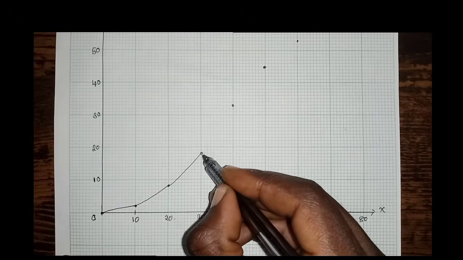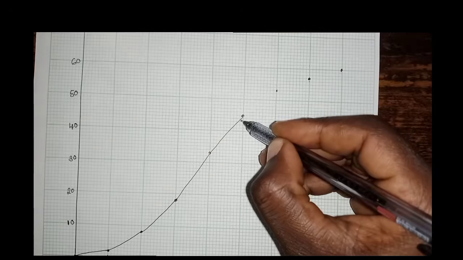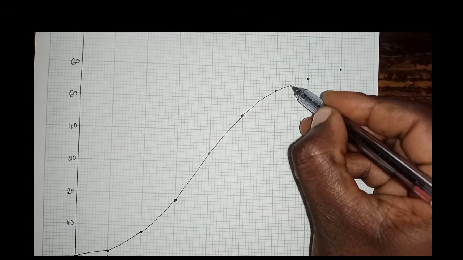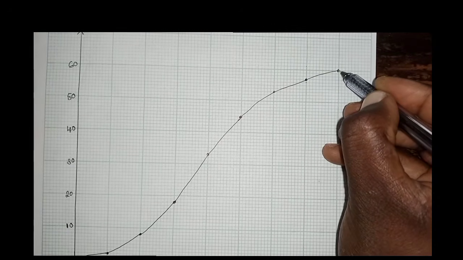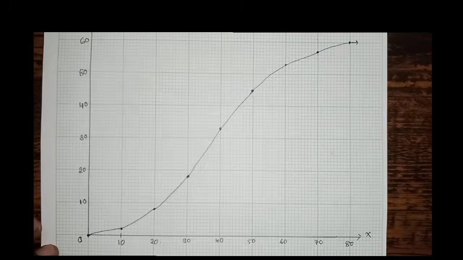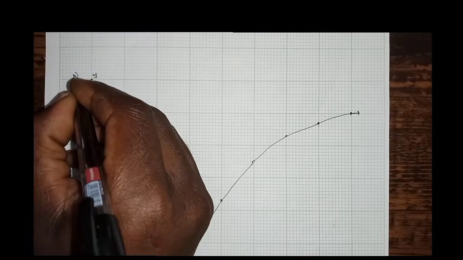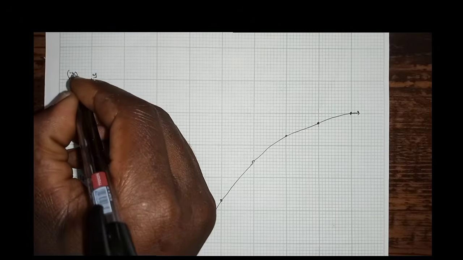So now we can join the points. We join nicely. Remember, you must use a pencil when drawing, not a pen. The reason they advise using a pencil is that when you make a mistake with a pencil, it's very easy to erase, but with a pen you can't erase or delete. So now we go to the next question. This is question 2. We've done the graphing.